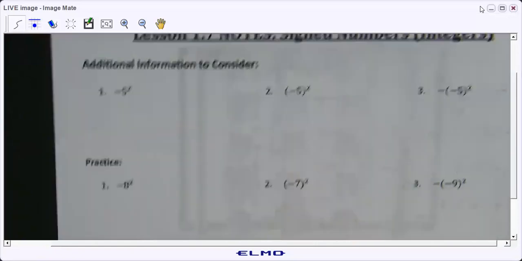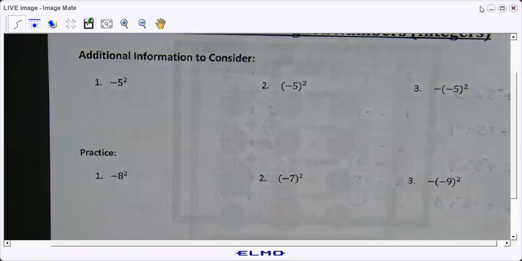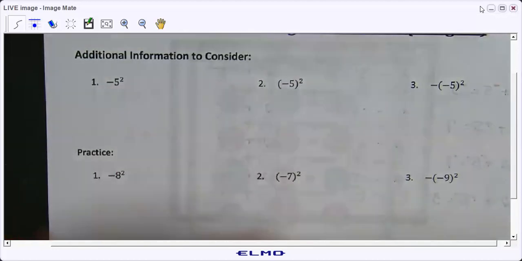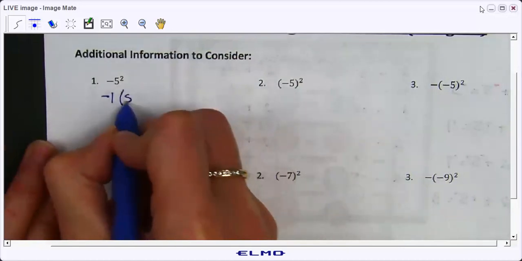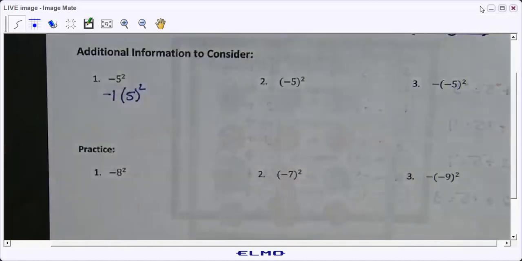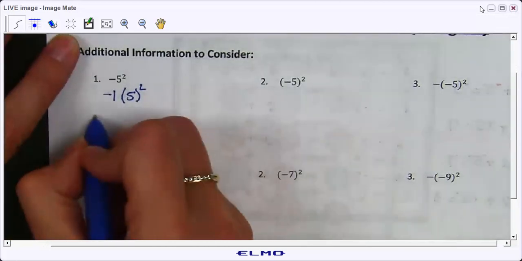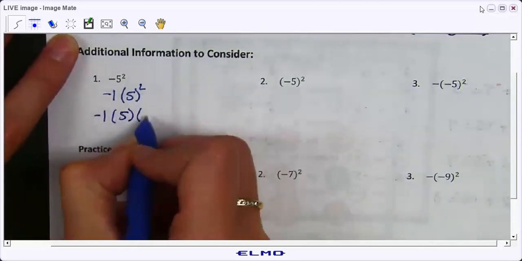Here is the rule. I'm gonna explain it, then I'm gonna show it. Anytime you have a negative without a parenthesis, you have to treat it as a -1 times your base and exponent. What do I mean by that? This right here is the same as, I'm gonna rewrite it, -1 times 5 squared. Okay. So I know that 5 squared is 5 times 5, so I'm doing -1 times 5 times 5.